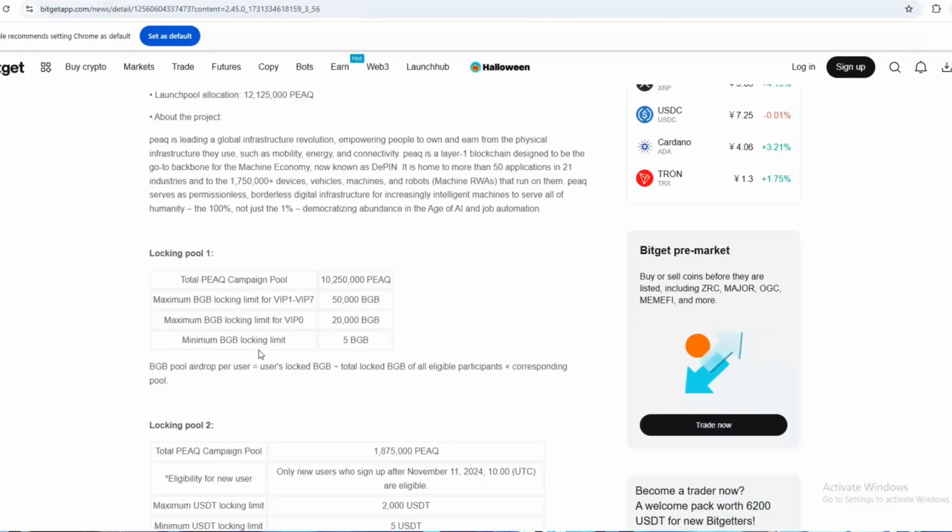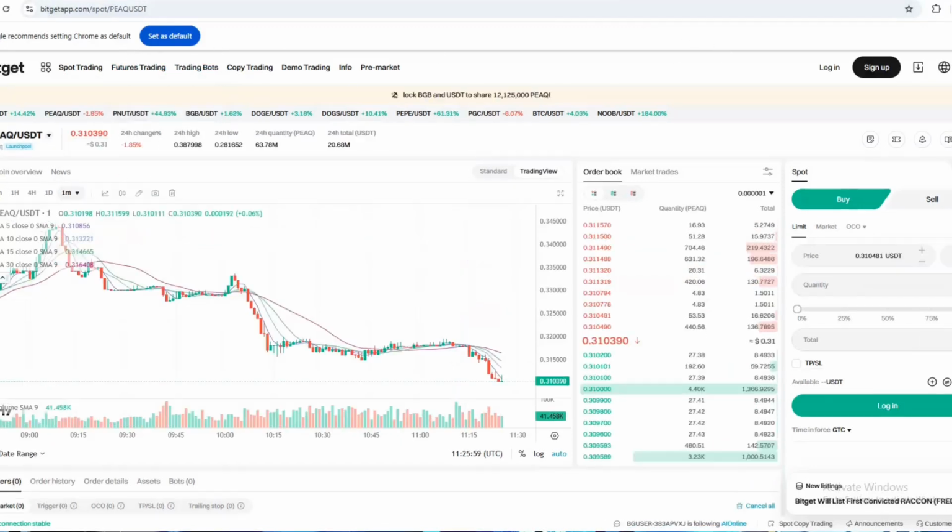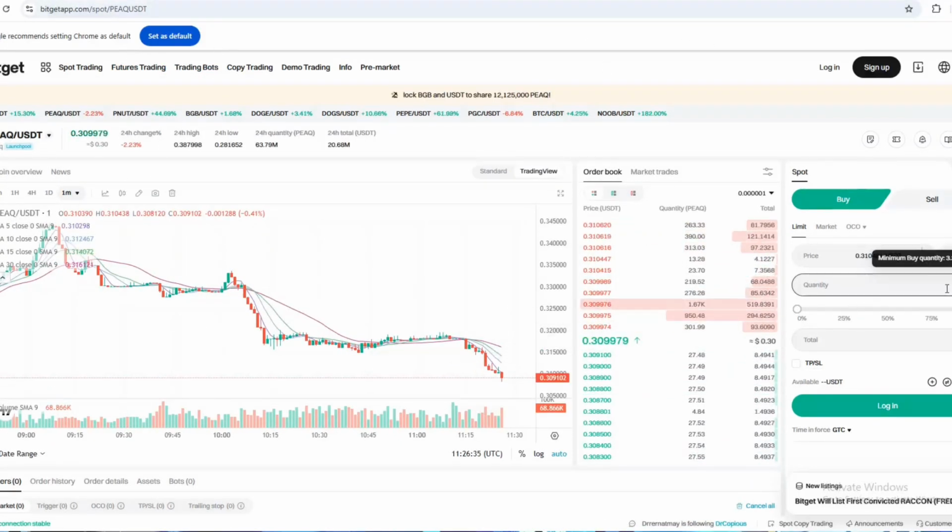The minimum BGB locking limit is 5 BGB. So whoever has $7.20 can participate in this launch pool. I'll say it again: whoever has 5 BGB or $7.20 in their account can participate in this launch pool. This is the minimum cost, you can see for yourself. And if you have 50 BGB tokens, you will get more PQ in the launch pool. If they distribute 5 PQ tokens to your account, you will get $1. If they distribute 100 PQ tokens, you will get $31. This way you can use it.